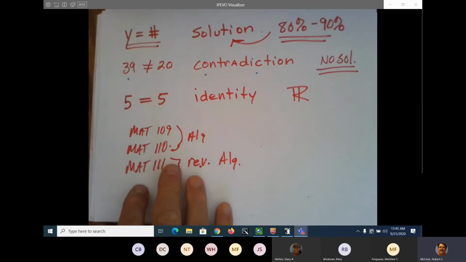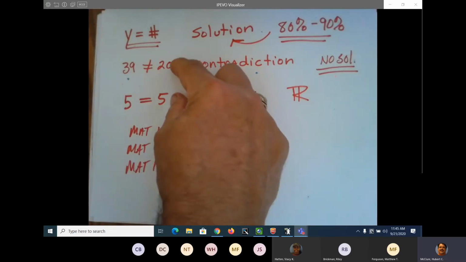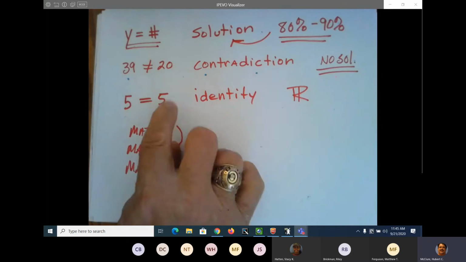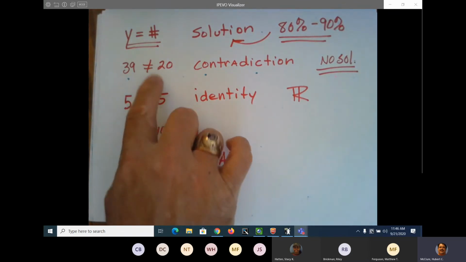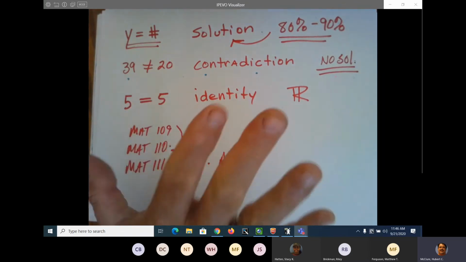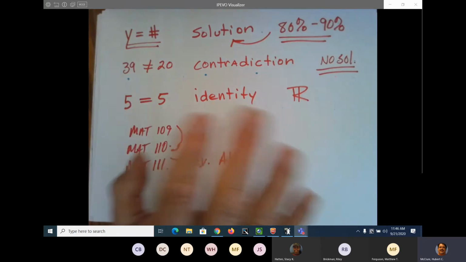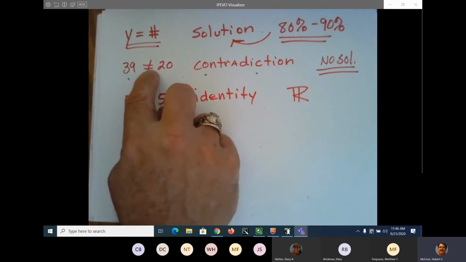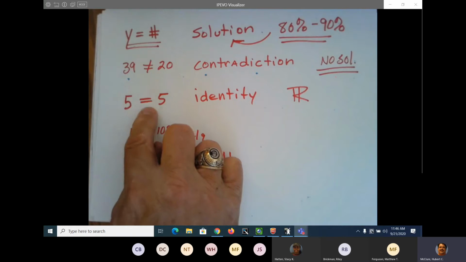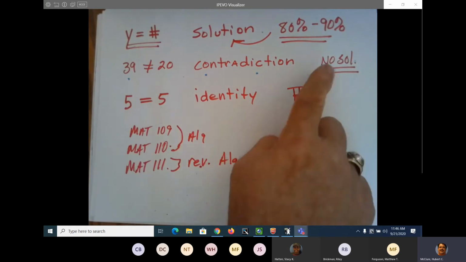But anyway, look out for these. And standardized tests love to put these two on a standardized test, the ones that come out wrong. And if you've done something wrong, you need to check it. But if you've checked everything and you get a contradiction or an identity, then your answer is going to be those two.